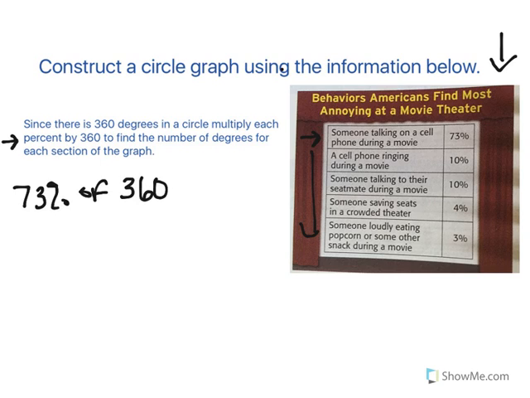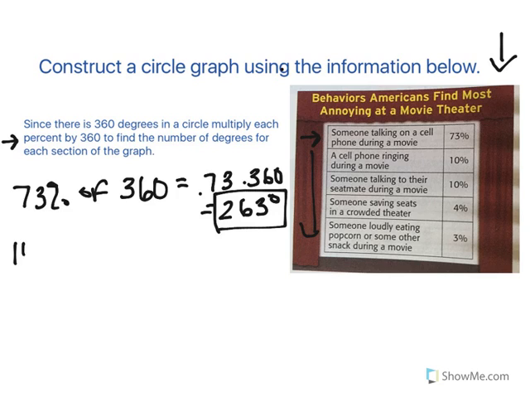You can use your calculator for this. We're going to type in 0.73 times 360, and we get 263 degrees. So on our circle graph, somebody talking on the phone is 263 degrees, and I'm going to box that so it stands out.